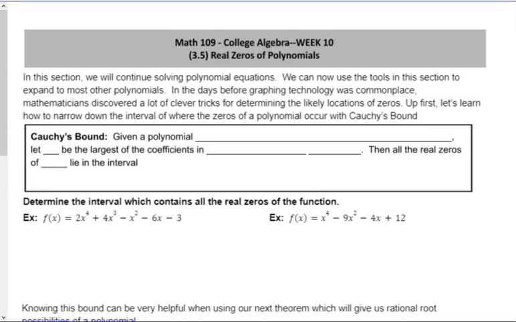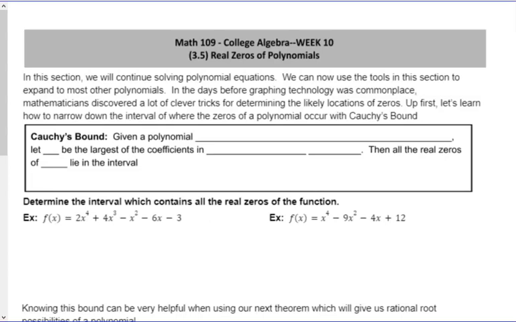So, in the days before graphing technology was commonplace, mathematicians discovered a lot of clever tricks for determining the likely locations of zeros. The first thing that we're going to encounter is Cauchy's bound, which determines an interval in which your zeros exist.